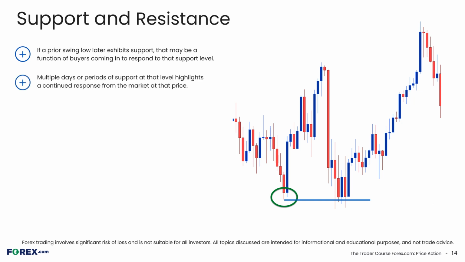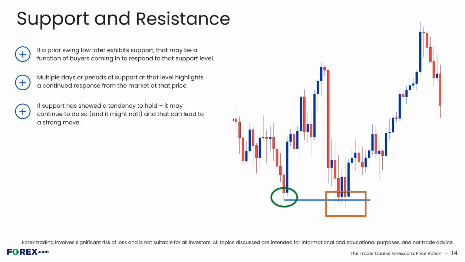Multiple periods or days of support at that level highlight a continued hold of support around that price. It may not be perfect, as intrabar tests show sellers trying to push price down to a new low, but are continually thwarted, as suggested by the underside wicks over that sequence of candles. If support has shown a tendency to hold, it may continue to do so. It also might not, but this highlights something that could potentially lead to a strong move.